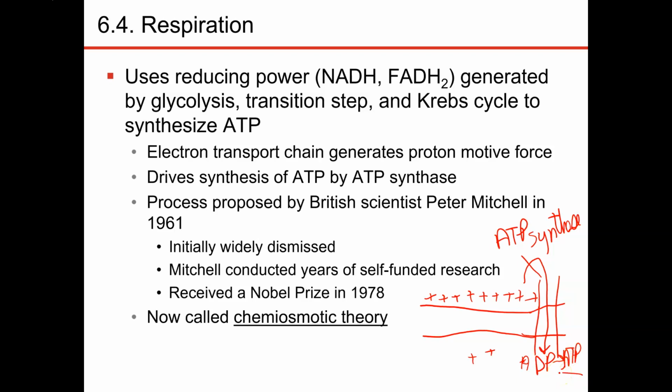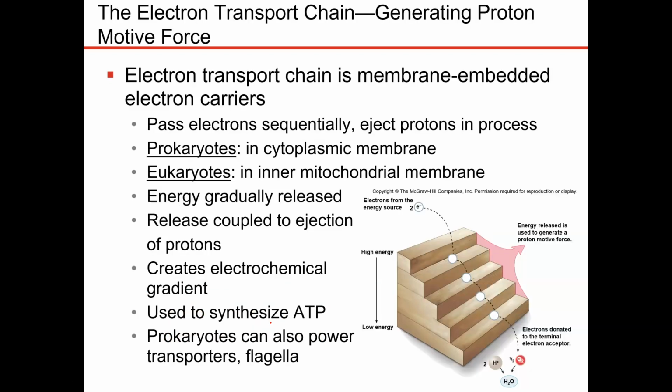Okay, so this was proposed in 1961 by Peter Mitchell, and initially nobody even gave it any thought. He did years of research. He funded his own research, and in 1978 he received a Nobel Prize. It is now called chemiosmotic theory.